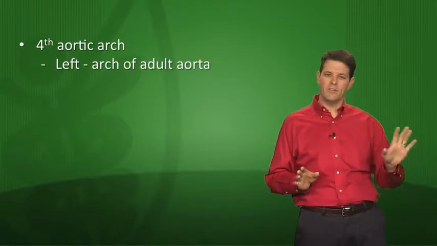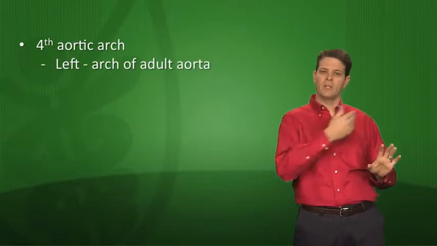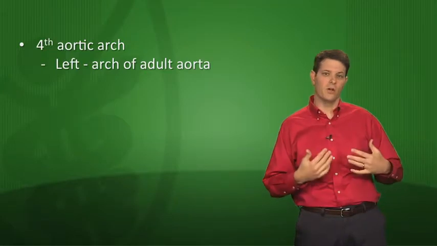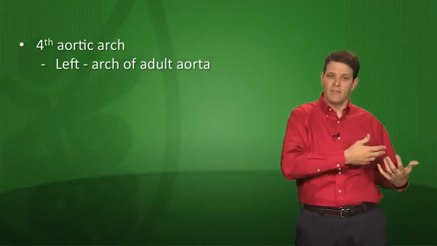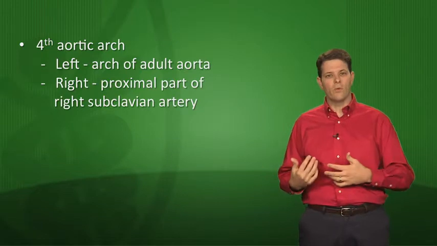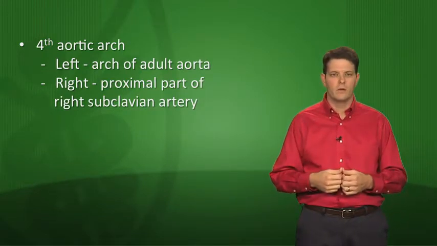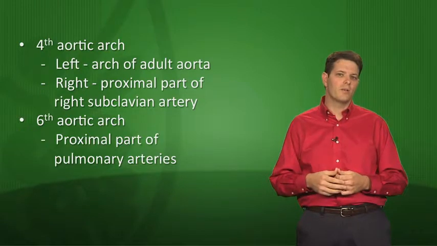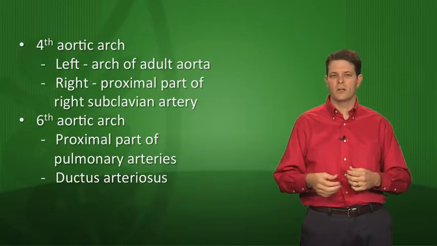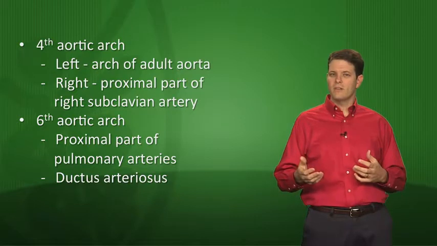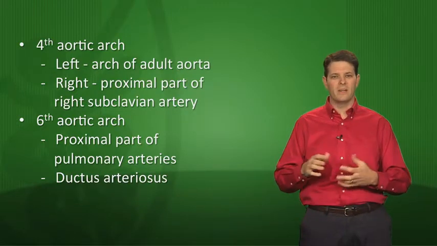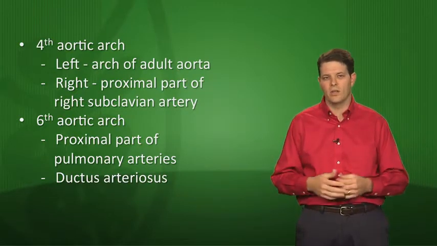So the left fourth arch becomes the arch of the adult aorta, which is easy to remember because in the adult aorta, the arch is on the left side of the chest. And then the right fourth arch becomes a proximal part of the right subclavian artery. And the sixth aortic arch becomes a proximal part of the pulmonary arteries and the ductus arteriosus. And maybe you remember we said there's also a fifth arch that develops early on, but it degenerates and never really develops into any adult structures.